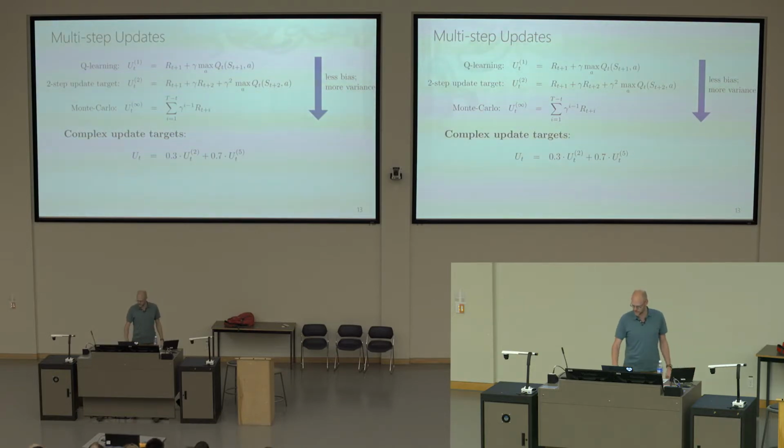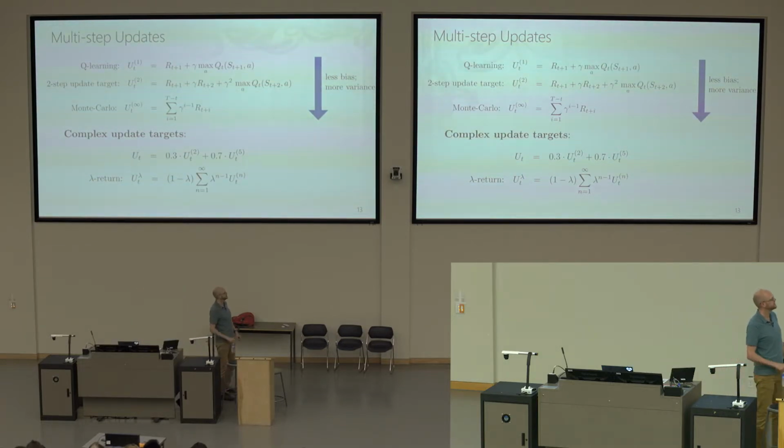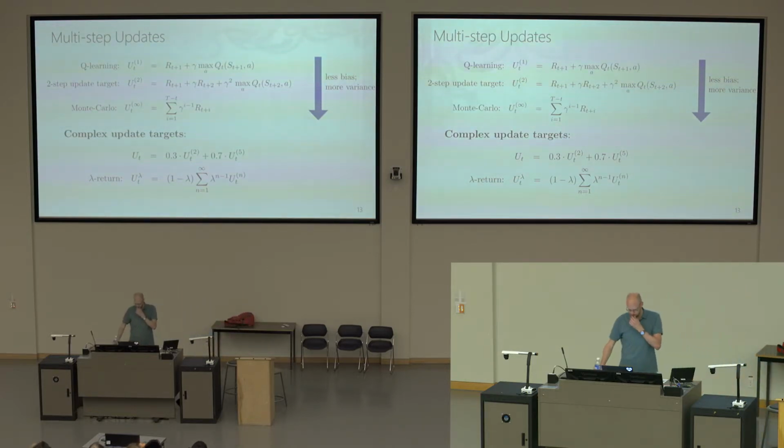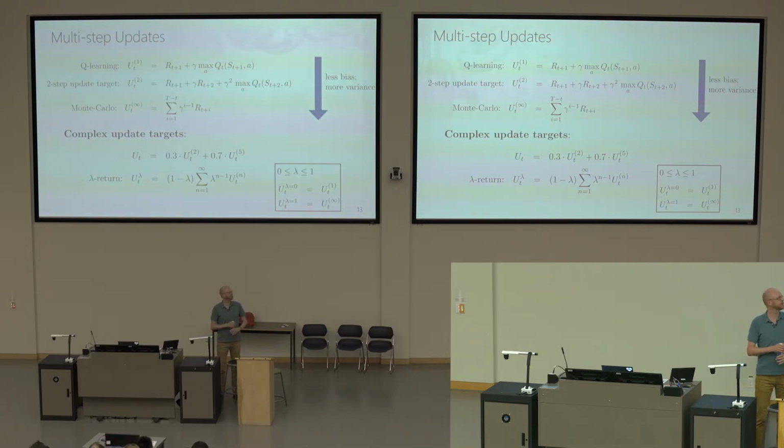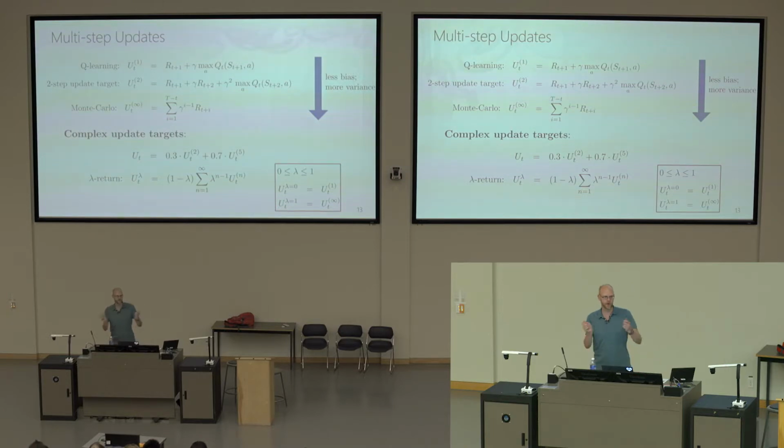Now there is one particular complex update target that is very popular, which is the lambda return, which takes a weighted average of all possible n-step returns, where lambda is a hyperparameter that controls how much weight you put on the smaller n-step returns, so n-steps with values 1 or 2 or 3, versus the ones that are a bit longer. And so the nice thing is now you have this hyperparameter between 0 and 1, and if you set it to 0, it reduces to the one-step Q-learning update, whereas if you set it to 1, it reduces to the Monte Carlo update. So if you want to tune your bias-variance, you can just play with your lambda value between 0 and 1 and tune it such that you get the best performance.